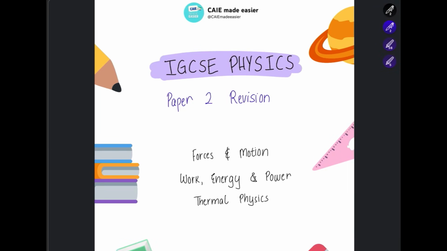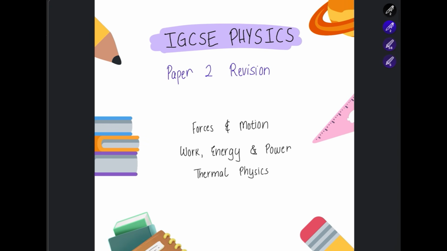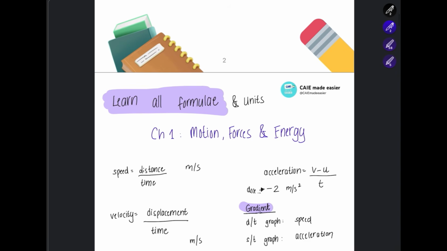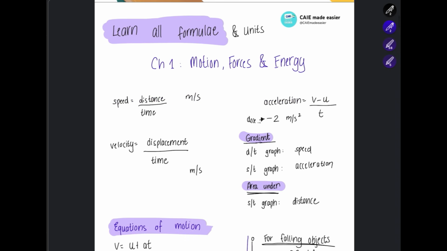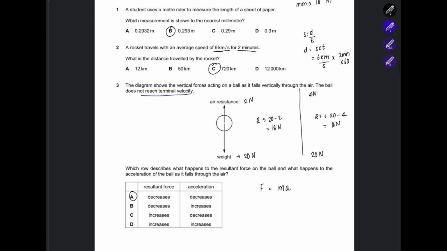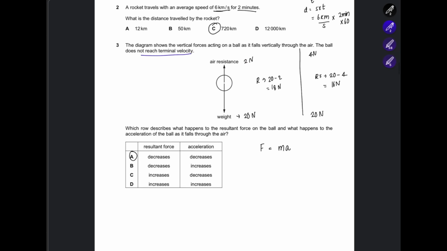This is IGCSE Physics Paper 2 revision. In this video, we focused on forces in motion, work, energy and power, and thermal physics. I discussed important formulas and units you need to know, some tips to ace paper 2, and then solved some past paper questions that explored those concepts.